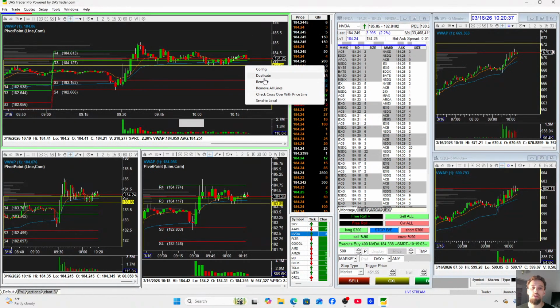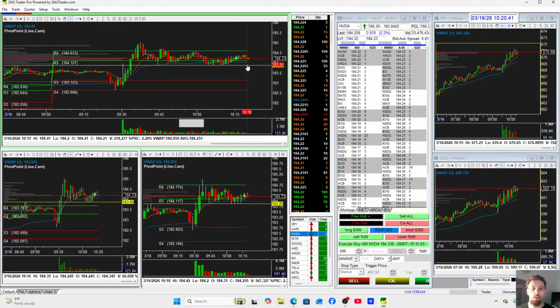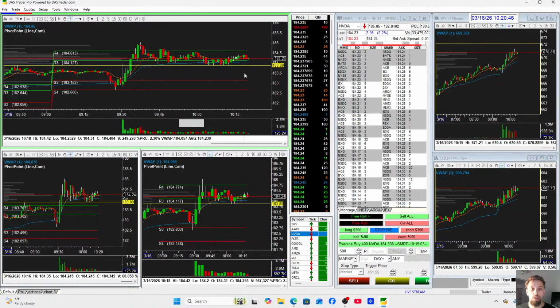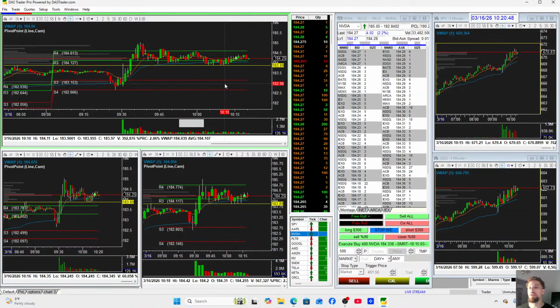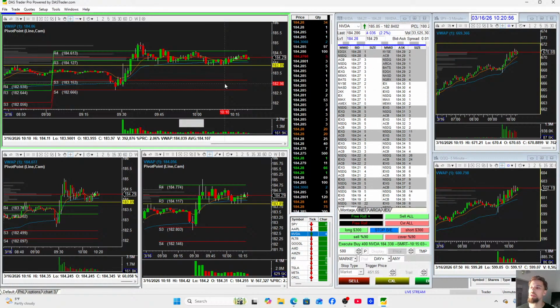Get rid of this line. Ooh. Didn't want to get rid of that one. Okay. Alright, just watching. SPY Qs look like they might be going for high of day here.